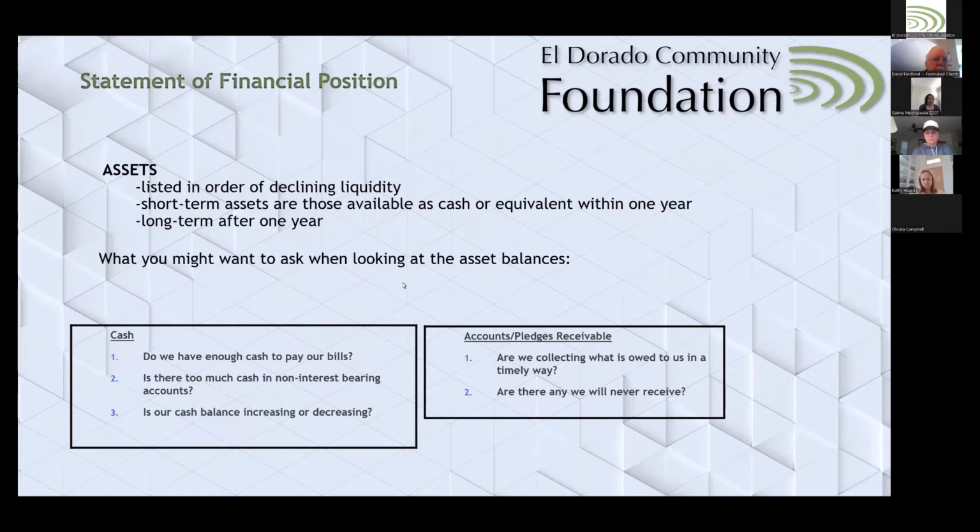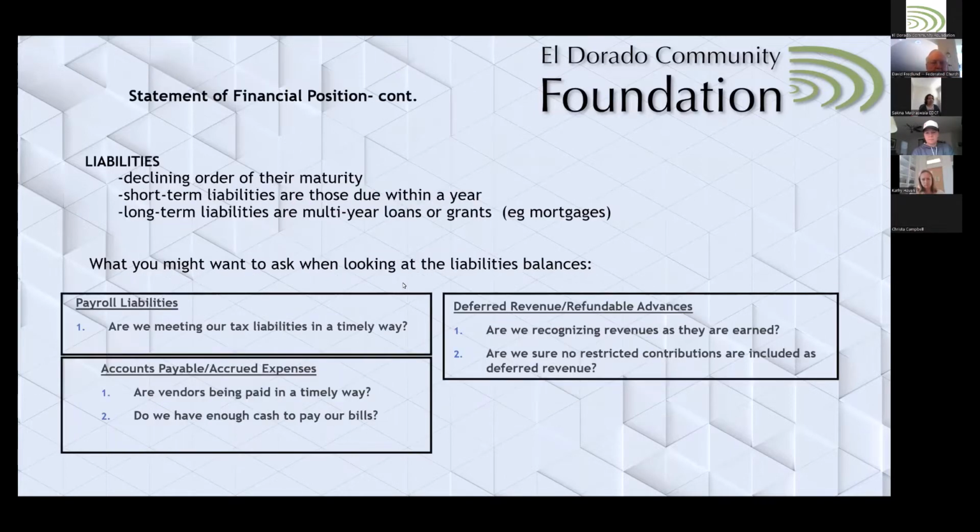I'm going to move on to the next. And we're going to talk a little bit about liabilities. These again are the same way as assets. They're listed in the order of their maturity. Short-term liabilities are those that are due within a year, and the long-term ones are multi-year loans or grants or mortgages. Sometimes you also have scholarships that might be listed there.